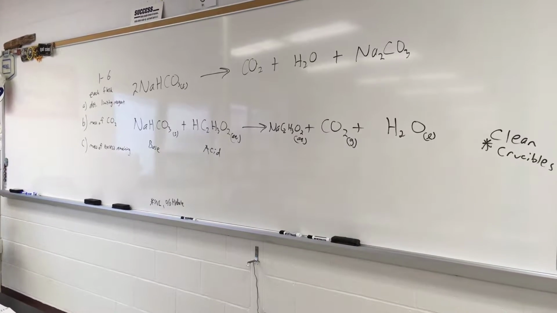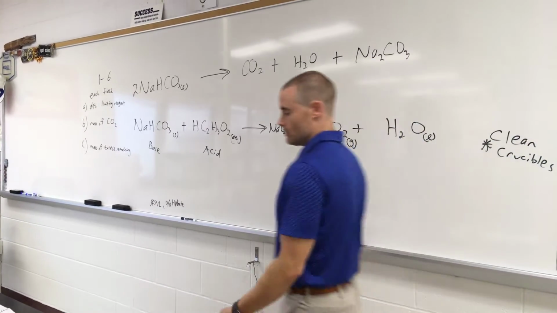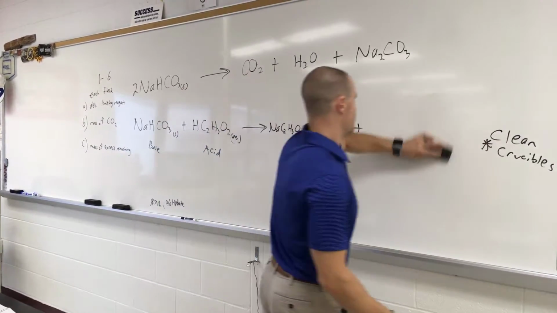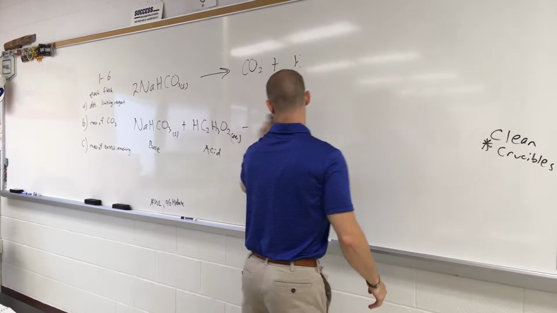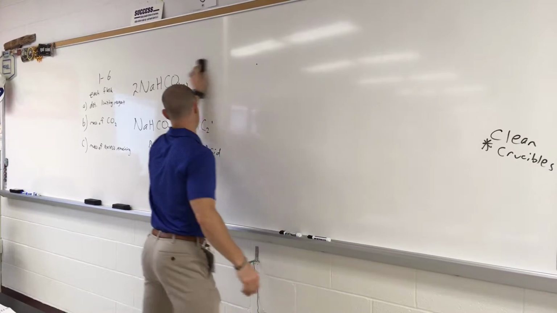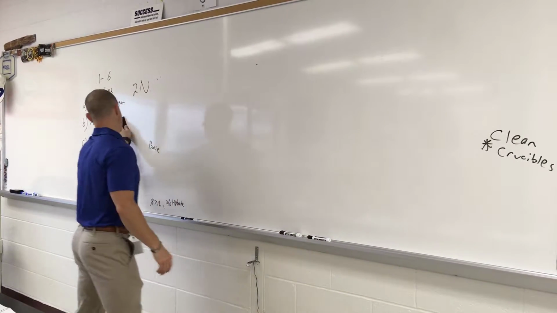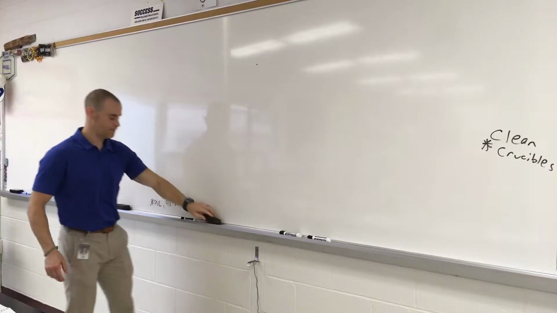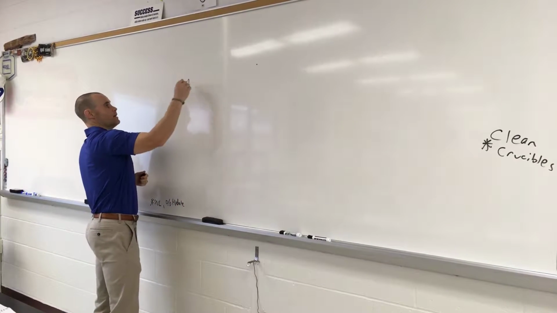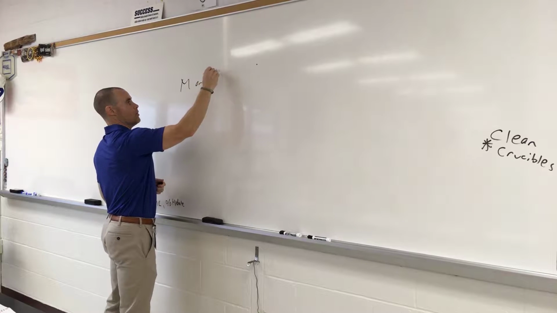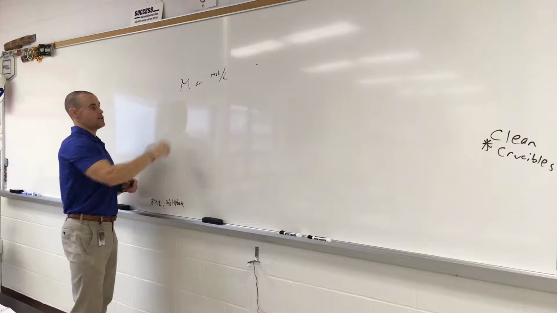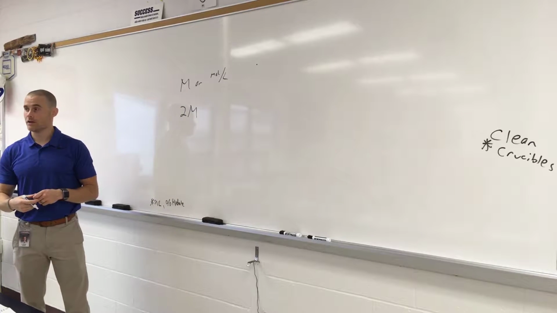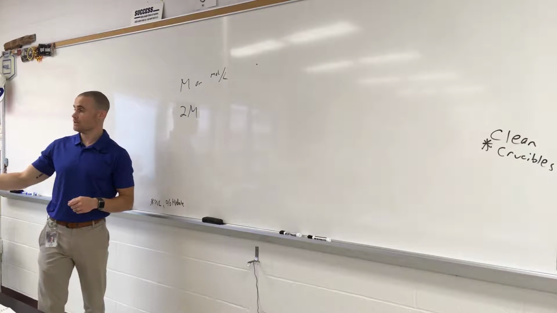There you go. Molarity is moles of solute over liters of solution. What's the unit for molarity? Capital M, but there's another unit: moles per liter. So molarity, or moles per liter, that's the unit. So if you know the acetic acid is 2 moles per liter, and you have 10 milliliters, right?